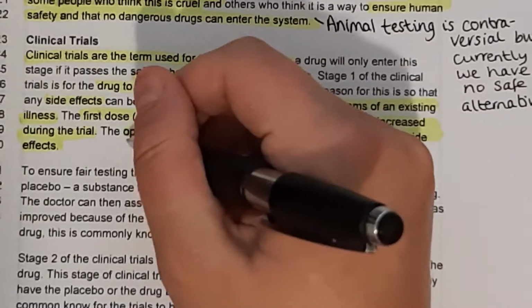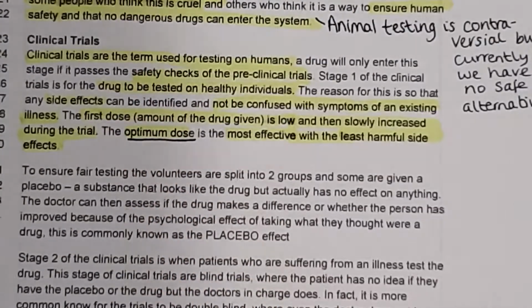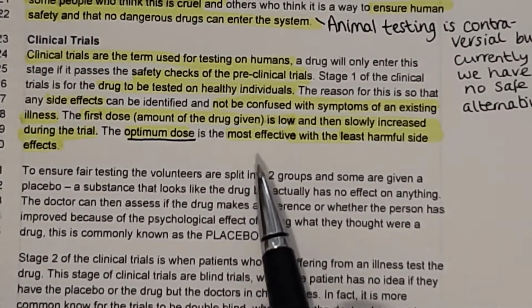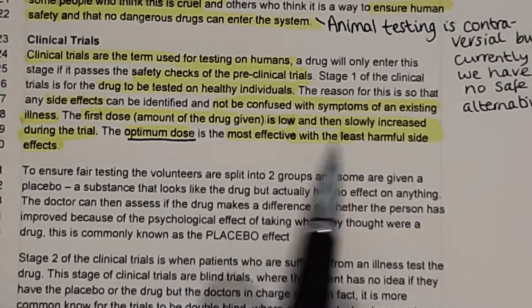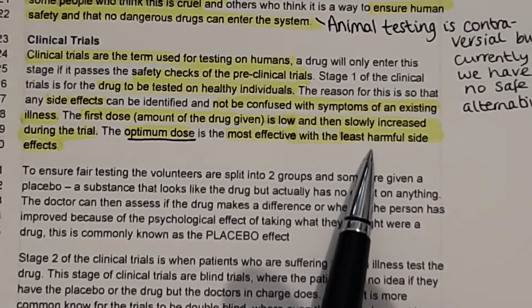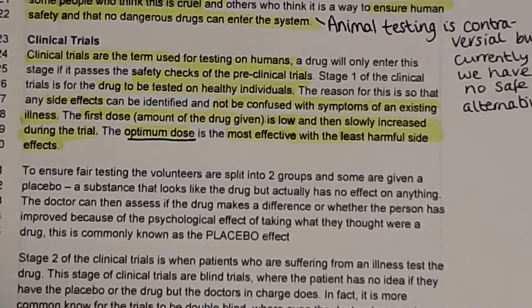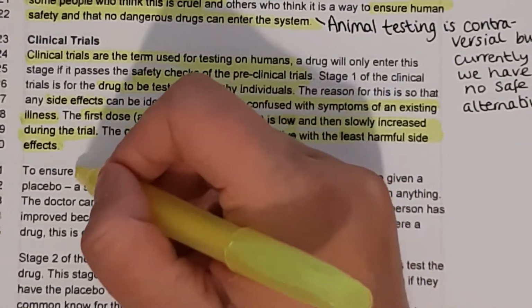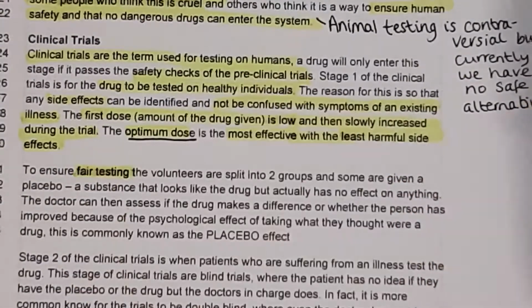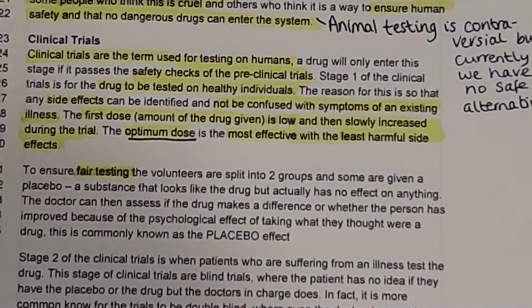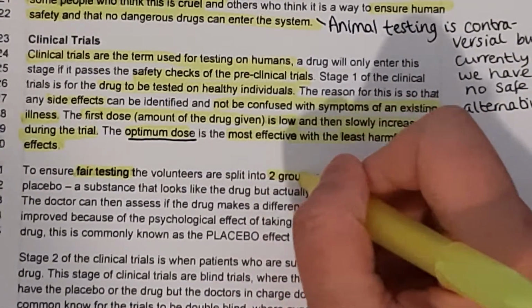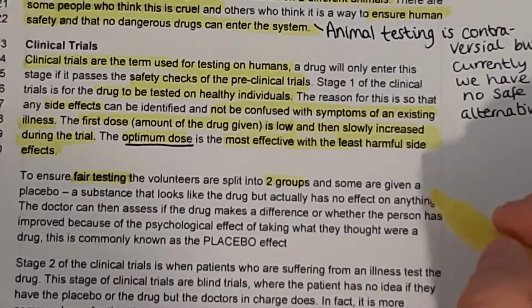So this optimum dose, you need to know what that is. That is the whole point of clinical trials: to figure out the correct, or optimum, dosage, which is most effective and least harmful. So they do need to monitor those side effects. To ensure fair testing, which is really important, because if it wasn't a fair test, then the results wouldn't be reliable, our volunteers are split into two groups, and some are given a placebo.